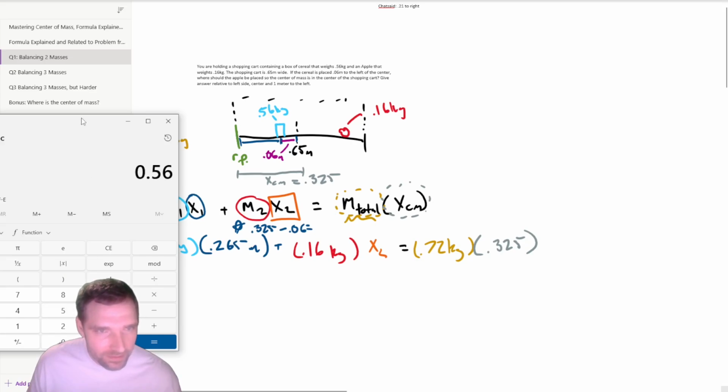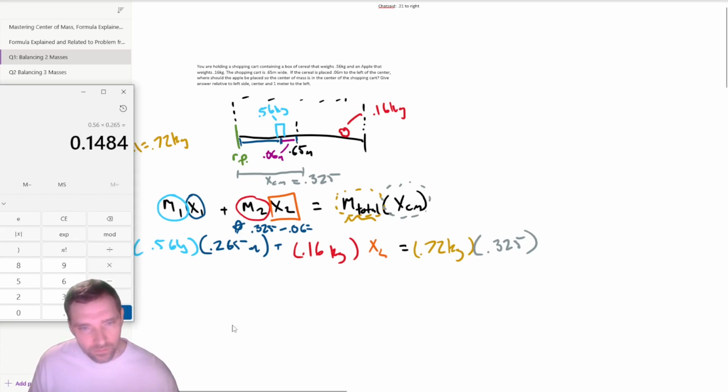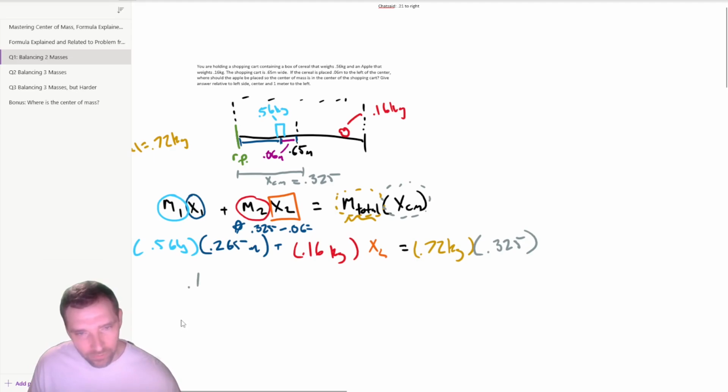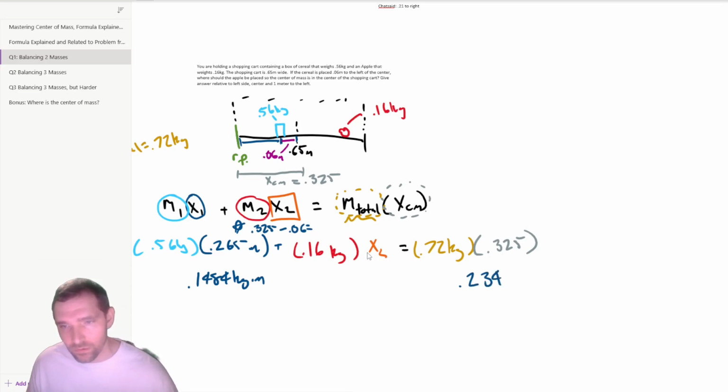So we've got 0.56 times 0.265. What is that? 0.1484 kilogram meters. And then we can also combine these things on the other side of the equation. The 0.72 times the 0.325 is going to be 0.234 kilogram meters.